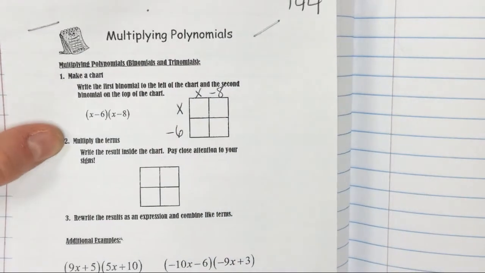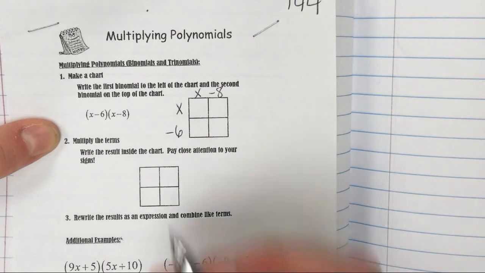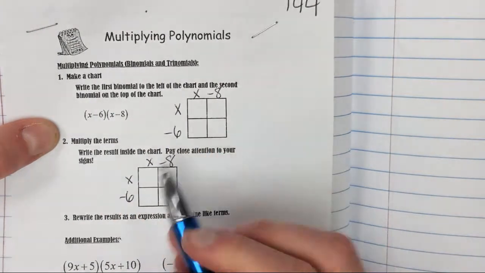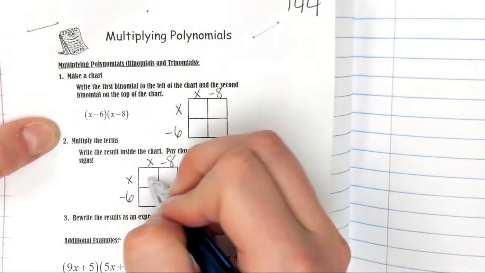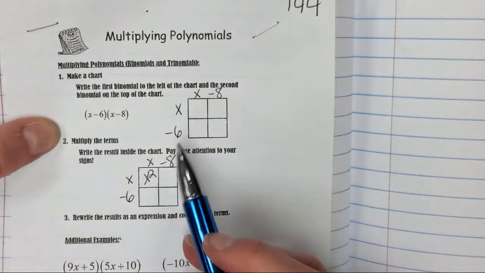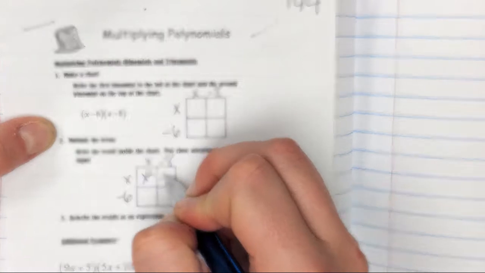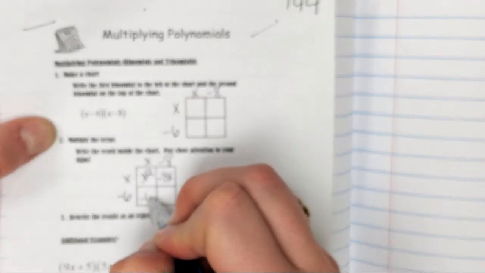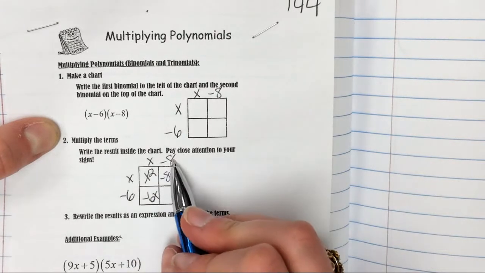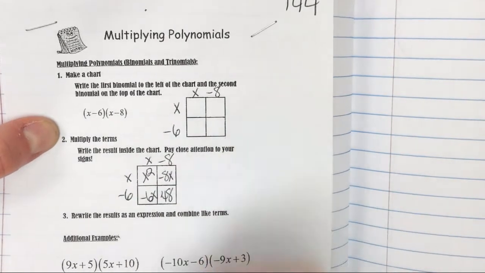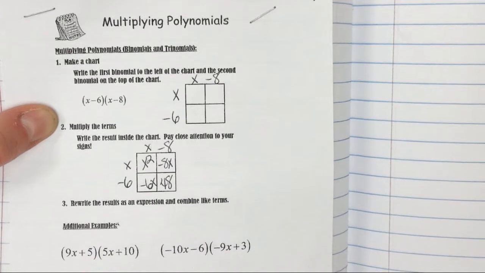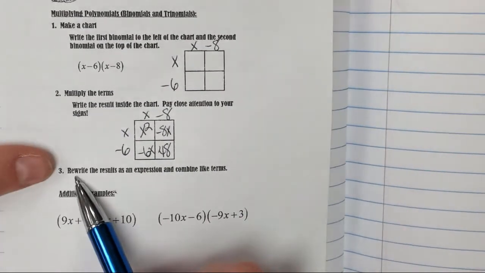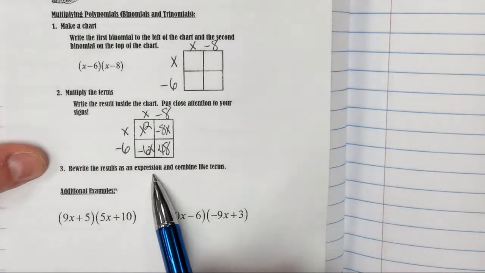The second step is to multiply the terms together. So this is x minus 6 and x minus 8, and we're going to multiply. x times x gives us x squared. Negative 8 times x is negative 8x. Negative 6 times x is negative 6x. And negative 6 times negative 8 is 48. This is kind of like a Punnett square in science. It's pretty similar. And then step 3 is to rewrite the results as an expression and combine like terms.